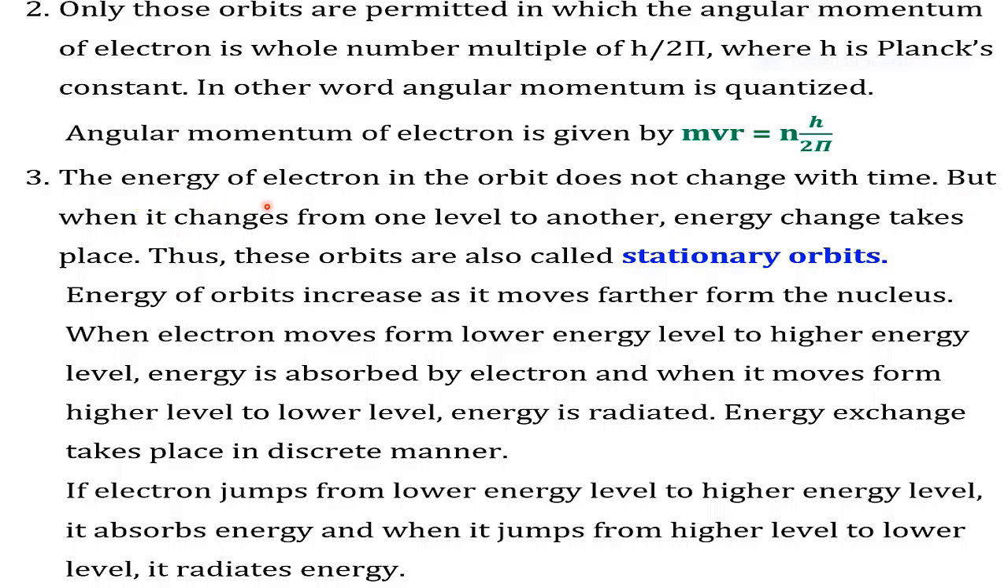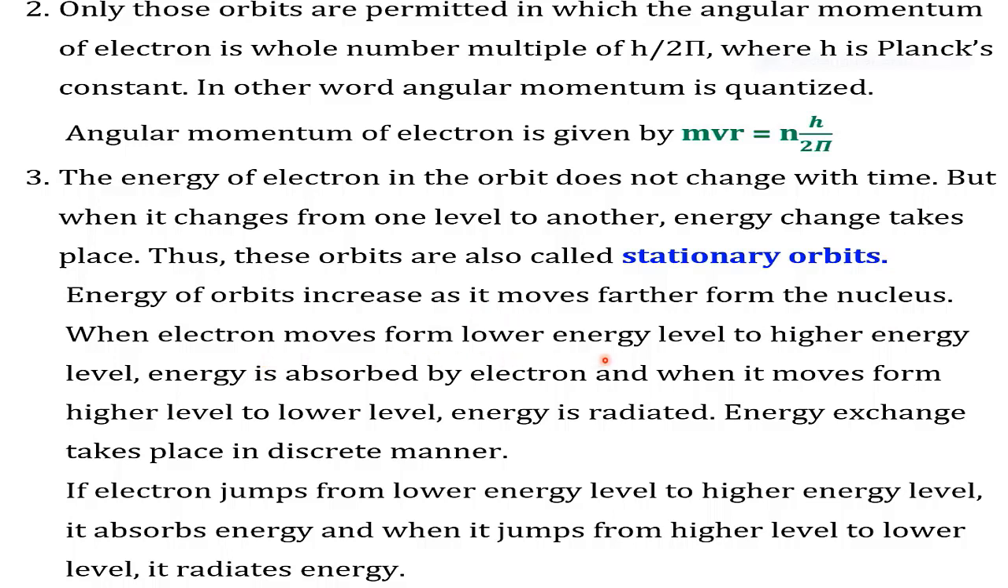That means as long as the electron revolves in its own orbit, its energy does not change. But when it changes from one level to another level, an energy change takes place. Thus, these orbits are called stationary orbits, as the energy of a particular orbit does not change. Energy of orbits increases as it moves farther from the nucleus.